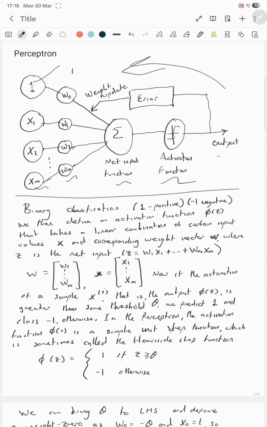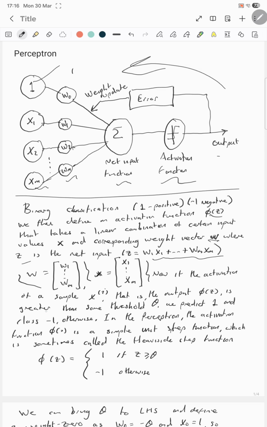It was an early precursor to the neural networks and so on. Now it has a binary classification, 1 positive and -1 negative. But then we define an activation function phi of z that takes a linear combination of a certain input value x and corresponding weight vector w, where z is the net input, z equals all of these here, w1, x1 and so on. So w equals this and now x equals this.